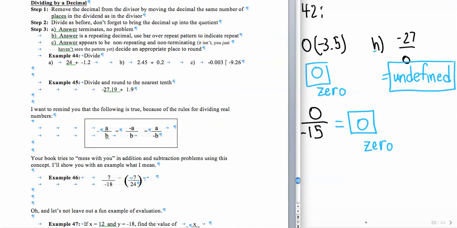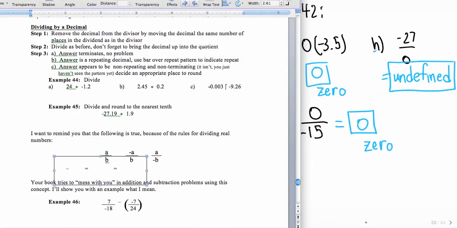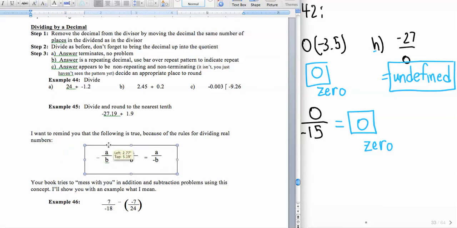So I'm just going to skip to the last little concept here, just to remind you that a negative answer, the negative of A over B, is the same as a negative divided by a positive or a positive divided by a negative. Just reminding you of this so that you're not confused about a negative fraction versus a negative numerator over a denominator or a numerator over a negative denominator.